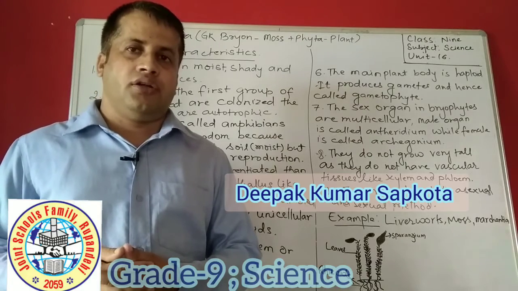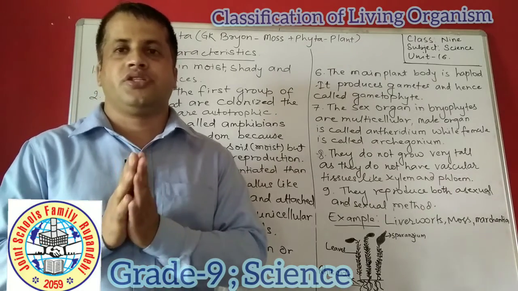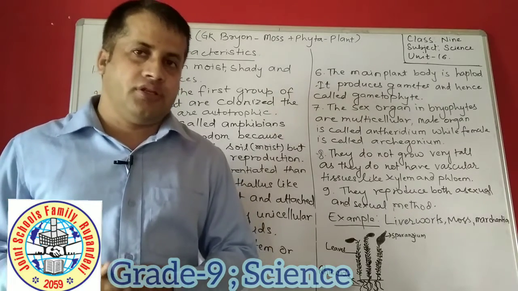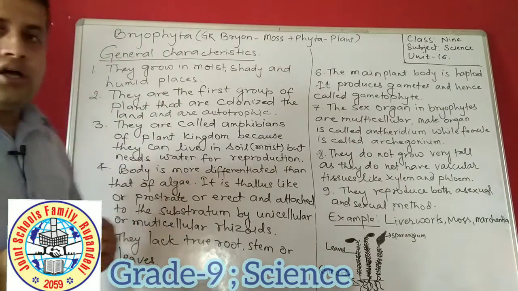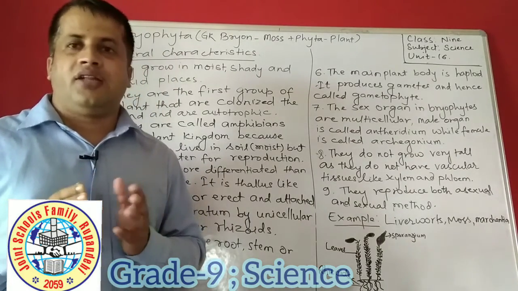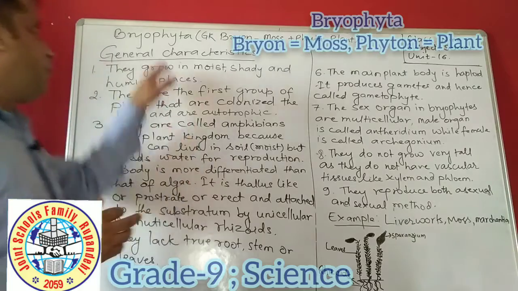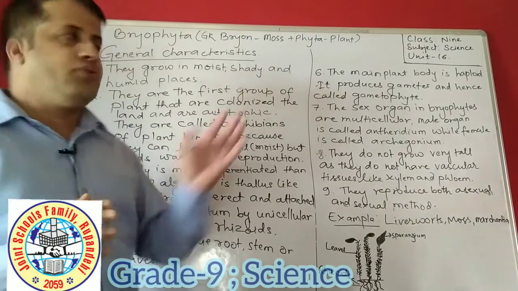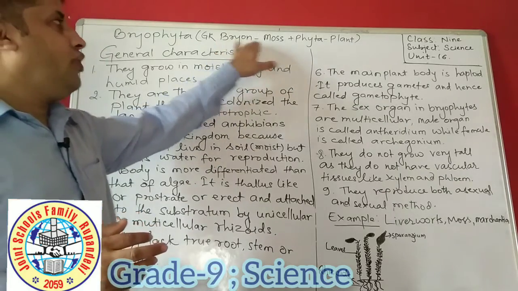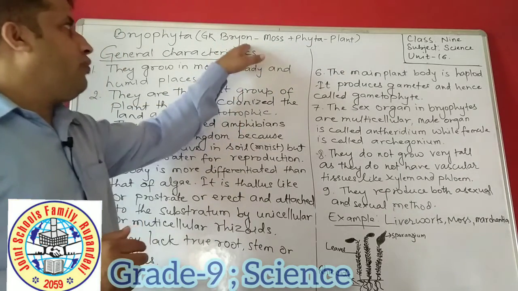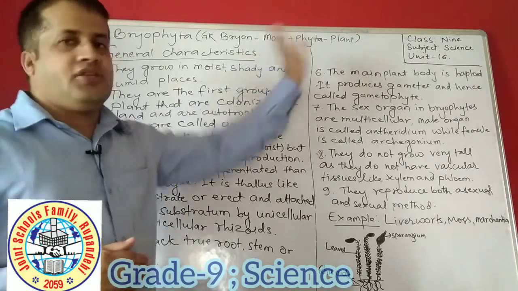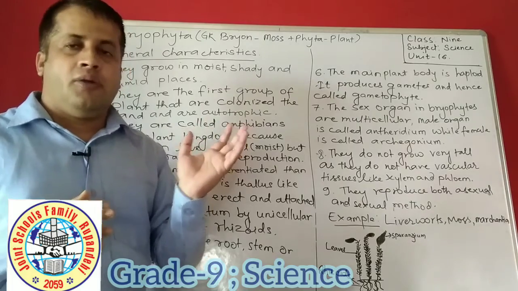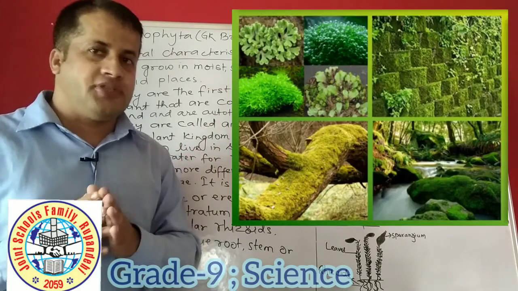Today we are continuing the same chapter, Unit 16 of Class 9, Classification of Living Organisms. And today we will study a new topic, the general characteristics of the plants that belong to the division Bryophyta. The term Bryophyta comes from two words, bryon and phyta. Bryon means moss and phyta means plant. So let's study the general characteristics of the plants that belong to this division.